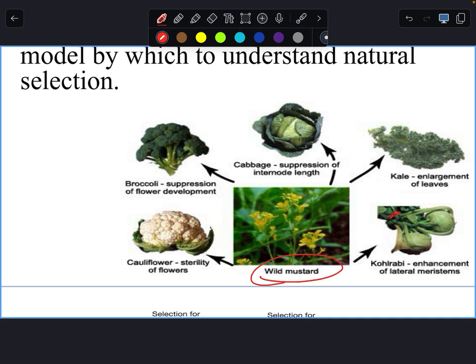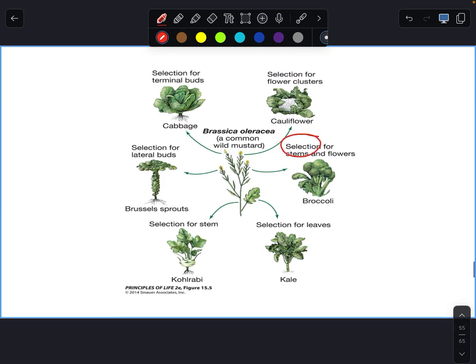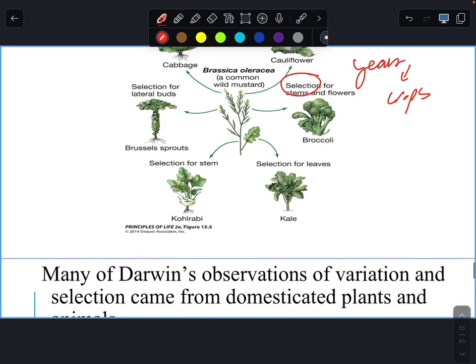But what did you have? You had people suppressing flower development, enlargement of leaves. They started selecting for traits. And look at all the genetic possibility inside of a wild mustard plant, right? And so when you start selecting for something and you give thousands of years to it, you can start developing crops that differ from each other, okay?